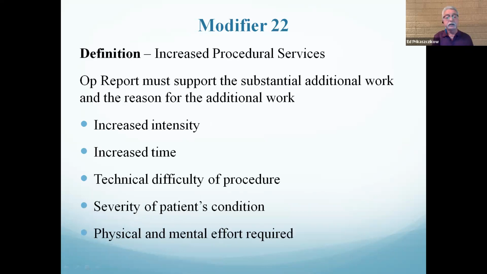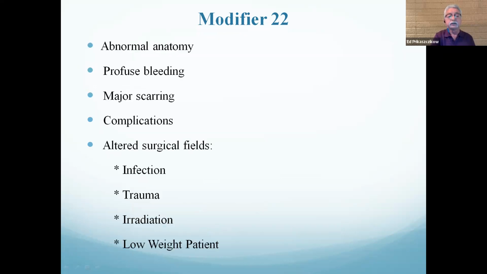So let's go ahead and start with these numeric modifiers. The first one is modifier 22, which is increased procedural service. What that means is that the surgery took more time, it was more difficult, that there were situations involved with the surgery that required increased intensity, increased time, more technical difficulty, etc. If you encounter a case like that, for instance, these procedures usually take me 45 minutes, this time it took me an hour and a half because of these issues, then you can bill for that additional time.